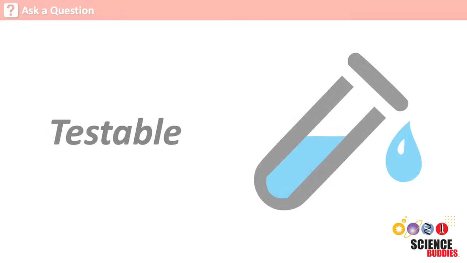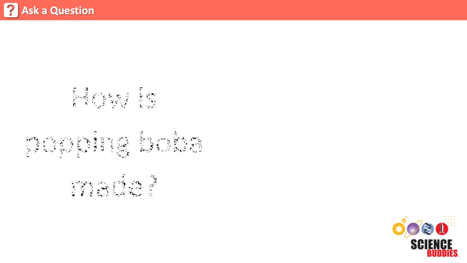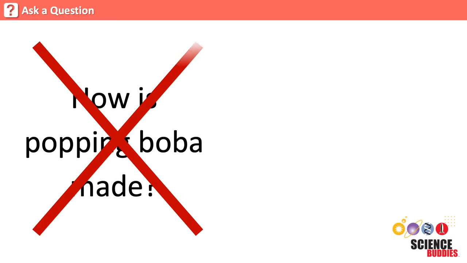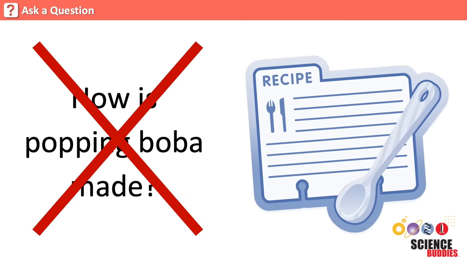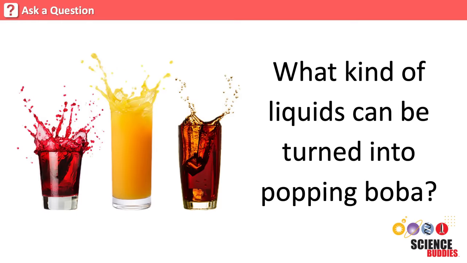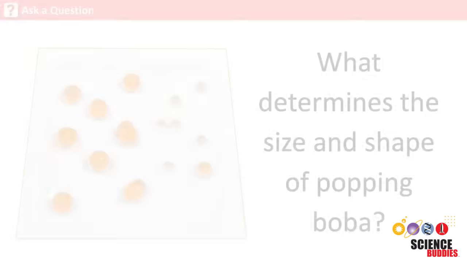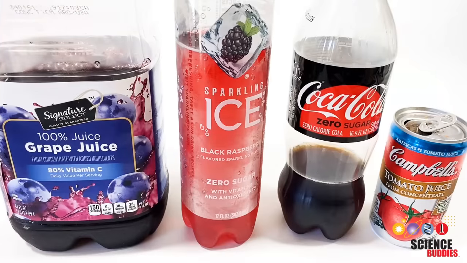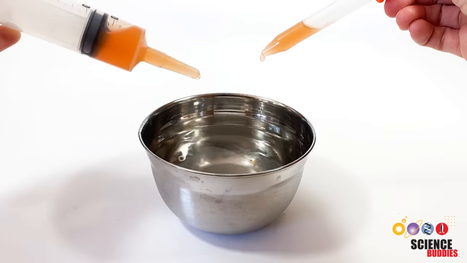So while you might be tempted to ask a general question like, how is popping boba made? This isn't a good scientific question. To answer that question, all you need is a recipe. Instead, choose a more specific question like, what kinds of liquids can be turned into popping boba? Or, what determines the size and shape of popping boba? With these more specific questions, we could experiment by testing different liquids, or by changing the process by which we make popping boba.